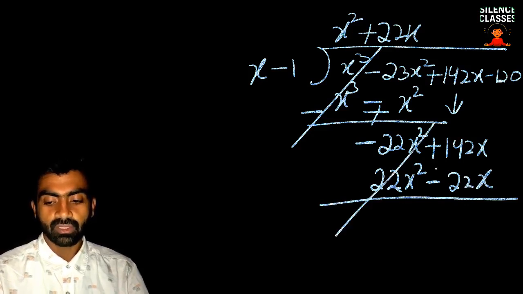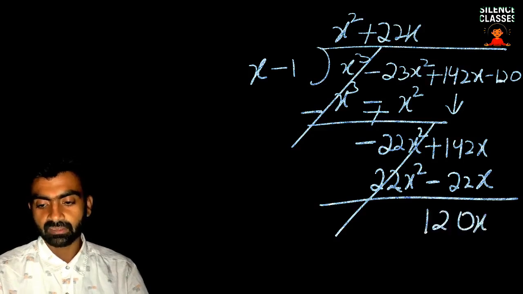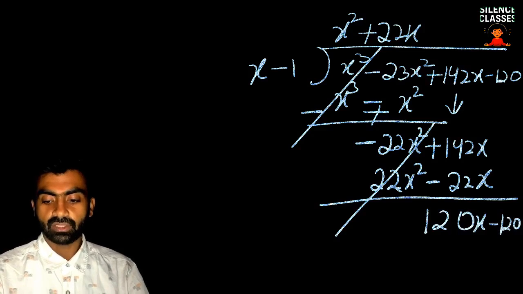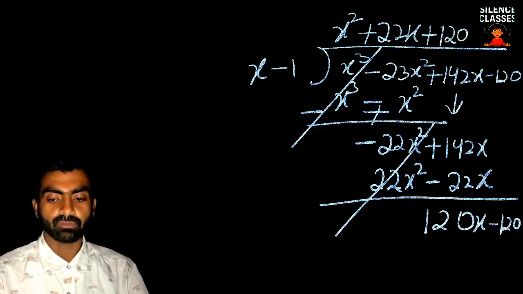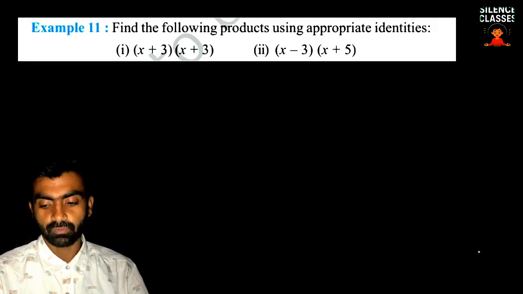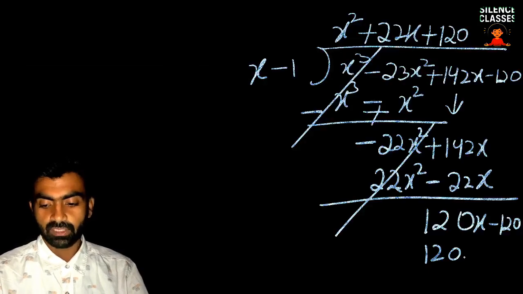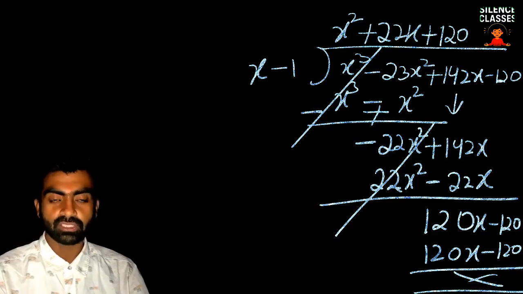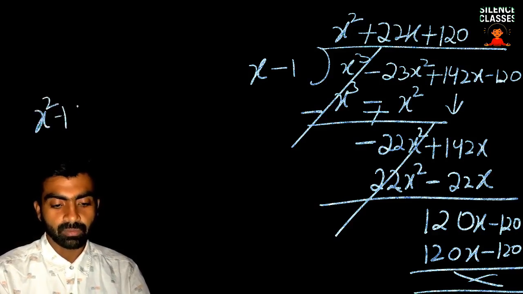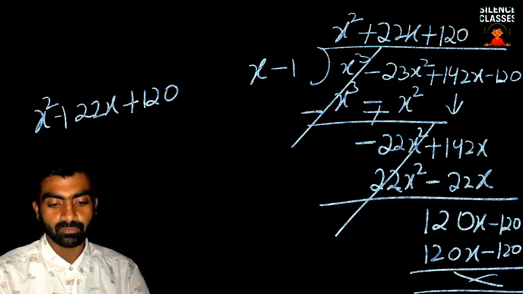We can cut this out, plus minus minus, so it will become 0, and we get 120x minus 120. Now we can take plus 120x, plus minus will become minus, 120 multiplied by 1, we will get 120, it will become 0. So now the equation will become x square plus 22x plus 120.